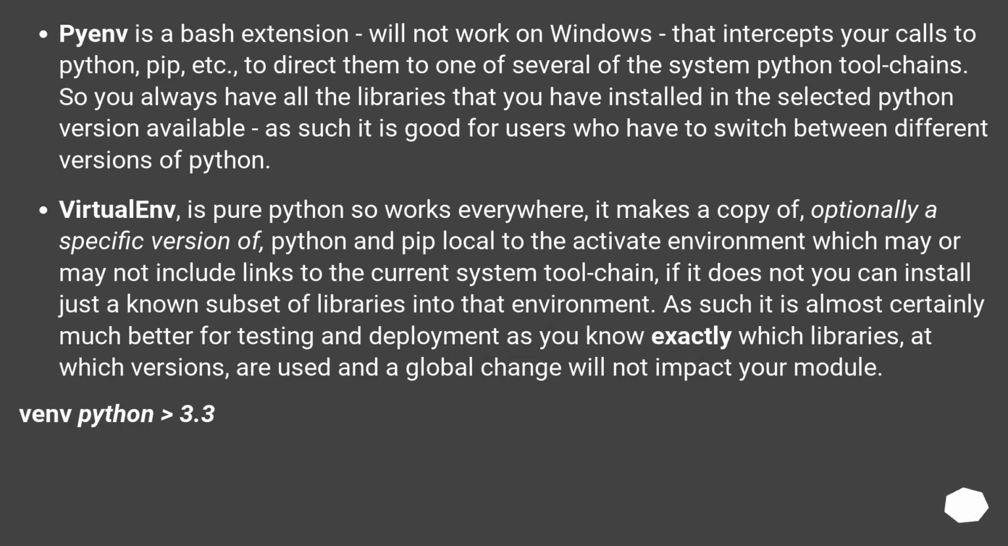virtualenv is pure Python, so works everywhere. It makes a copy of, optionally a specific version of, Python and pip local to the activated environment, which may or may not include links to the current system toolchain. If it does not, you can install just a known subset of libraries into that environment. As such, it is almost certainly much better for testing and deployment, as you know exactly which libraries, at which versions, are used, and a global change will not impact your module.